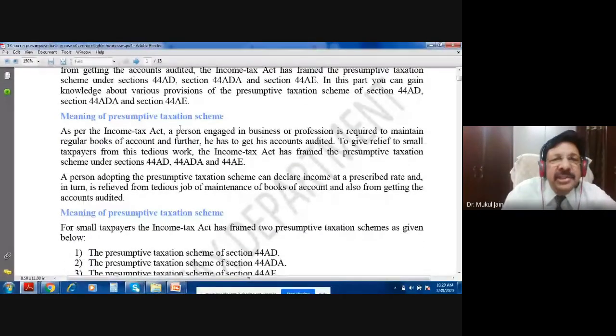As per the Income Tax Act, a person engaged in business or profession is required to maintain regular books of account, and further he has to get his accounts audited. So to give relief to small taxpayers from this tedious work, the Income Tax Act has framed the presumptive taxation scheme under such and such section. So a person adopting the presumptive taxation scheme can declare income at a prescribed rate and in turn is relieved from the tedious job of maintenance of books of account and also from getting accounts audited.